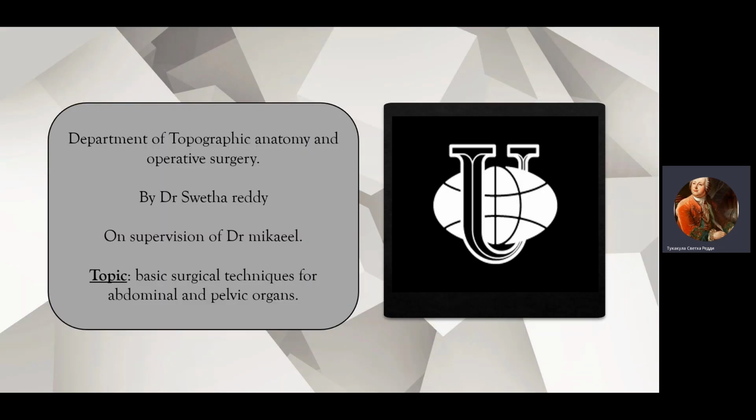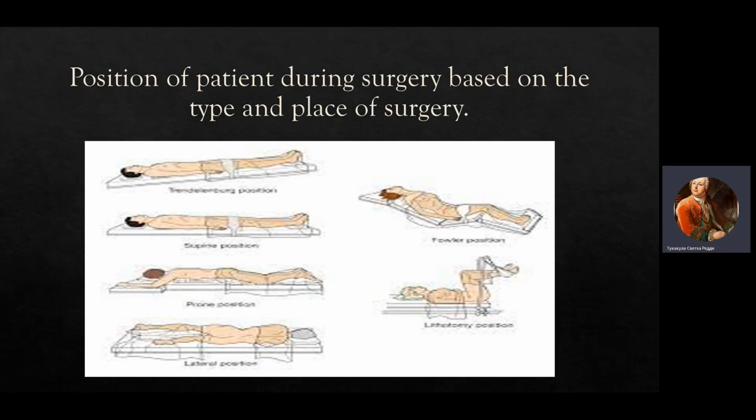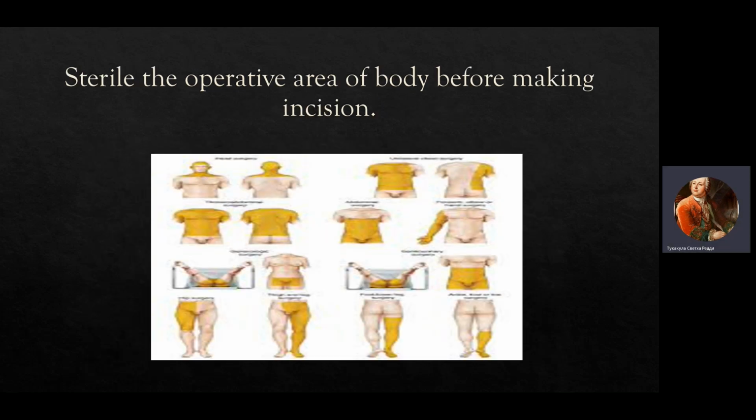Today we'll be discussing the topic of basic surgical techniques for abdominal and pelvic organs, and how the surgeon should proceed. Firstly, when a patient comes to the hospital or ICU for surgery, we place the patient in a position according to the organ we are going to operate on. After positioning the patient, we sterilize and clean the operative area of the body before making an incision.